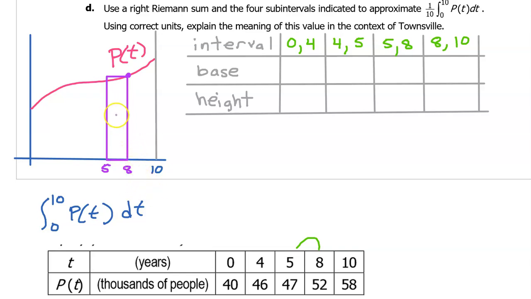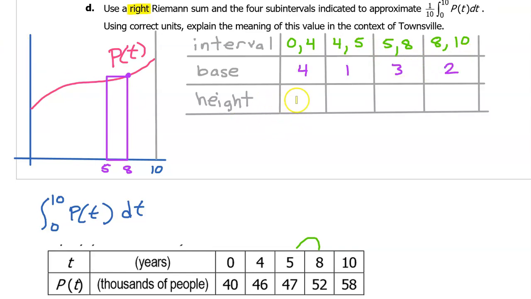Ultimately, we need the area of this rectangle, and we know that the area of a rectangle is base times height. The base of this rectangle will be the width of the interval. In this case, 3. From 8 to 5 is 3. So the base of this rectangle will be 3, and we can find the base of the other 3 rectangles in a similar way.